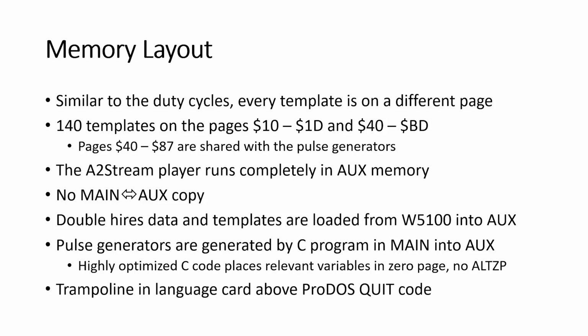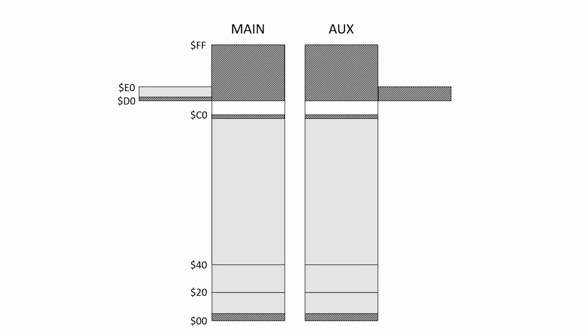The trampoline in the language card sits above the ProDOS code. It acts as a bridge between the code in the main memory and the code in the aux memory. Let me visualize the overall memory layout. Here you see the main and the aux memory. The light gray areas are free and the dark areas are reserved.